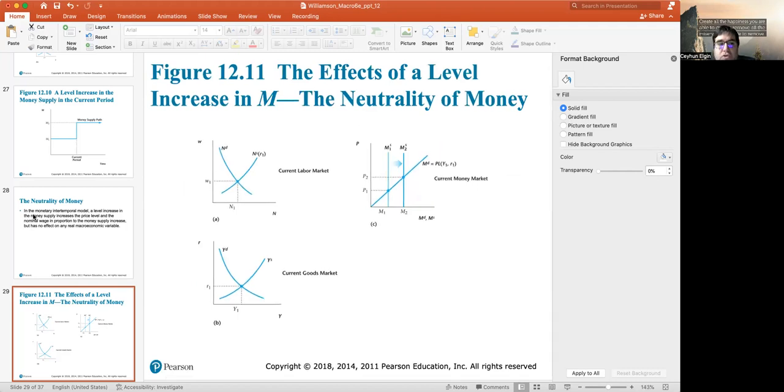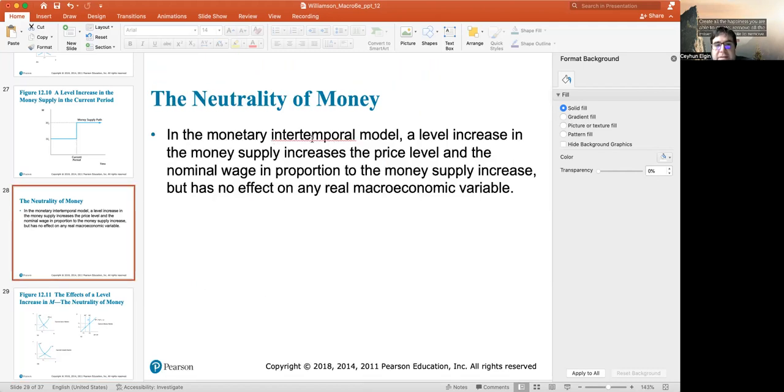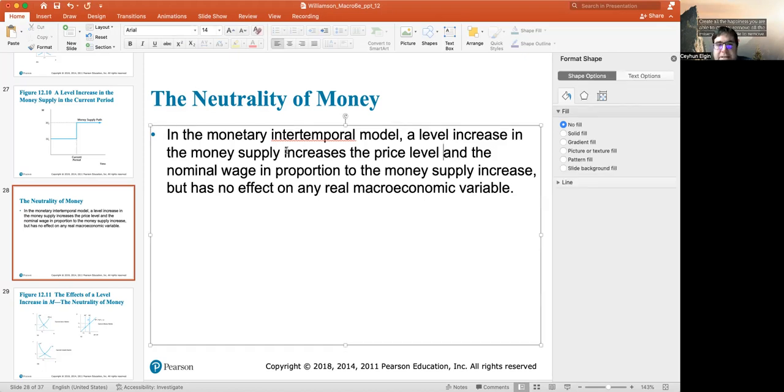This is called neutrality of money. And in the monetary intertemporal model, a level increase in the money supply increases the price level. Ignore the other part for now. It increases the price level, but has no effect on any real macroeconomic variable. Real macroeconomic variable means real interest rate, real output, real wage, and employment. These are real variables. And changing the money supply doesn't affect them. What does it affect? It affects the price level. It increases the price level.